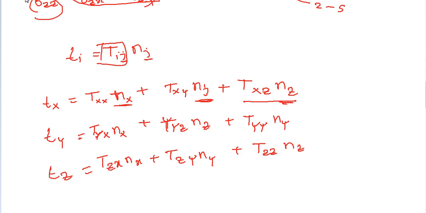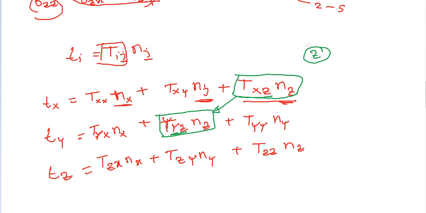Okay, so I'm going to change the color. What does this component mean? This component acts from the x plane and its direction is z, right? In the same way, what does this component mean? This component acts from the y plane and its direction is towards z. So this is the shear stress and this is the shear stress. Both shear stresses act towards the z plane, right?